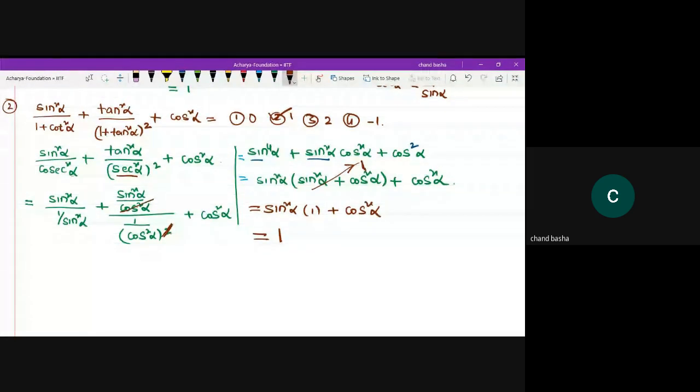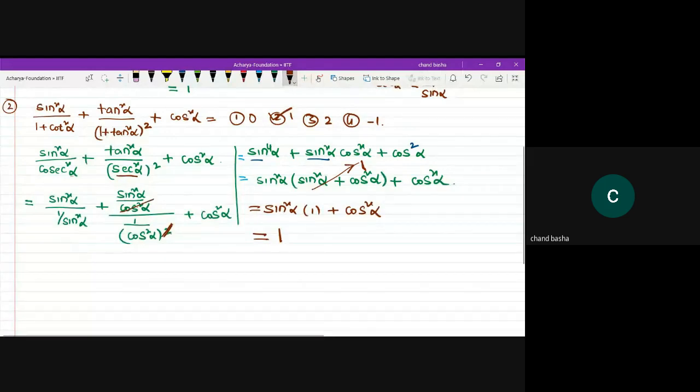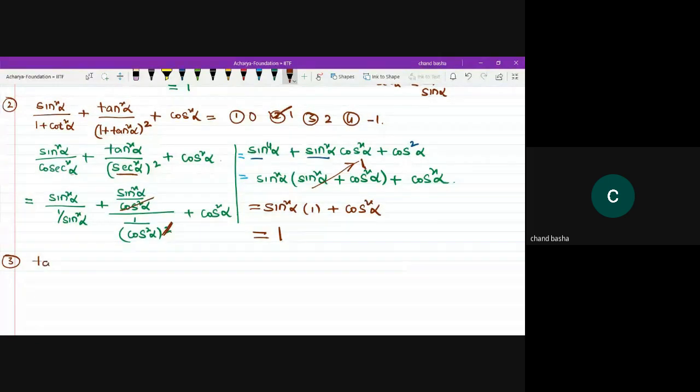Please concentrate. Okay, let's have the next question. Problem number 3. We have tan theta equal to minus 4 divided by 3, and theta does not belong to the fourth quadrant.